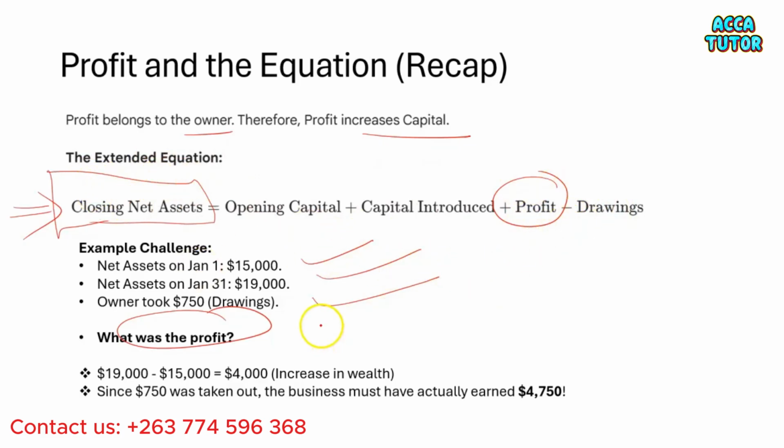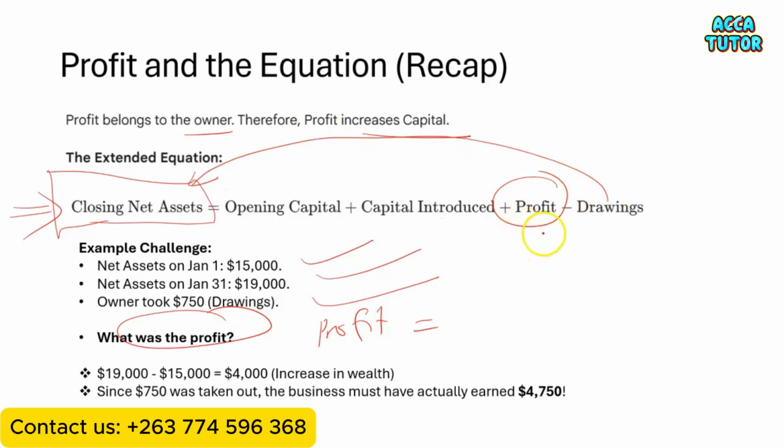So let's start with the profit. Let us just leave the profit where it is, but move other variables. If we move drawings to this side, we just want the profit to remain where it is. We're going to have closing net assets, because drawings were having a negative there. So when they come to the other side, they're going to be added, isn't it? So closing net assets plus drawings.